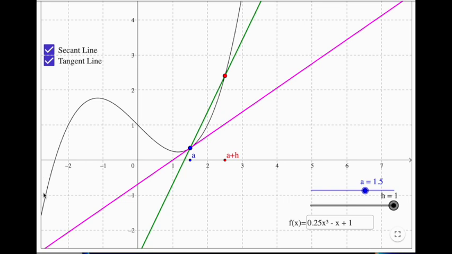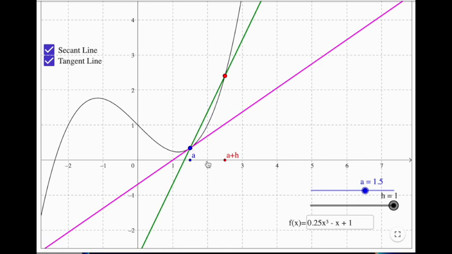So in this example, we have a cubic that's colored black here. And then we have our green secant line. And I know that the secant line is this green one because it passes through 2 points on the curve. Then I have the tangent line that's in this pinkish purple color. And I know that that's the tangent line because it only passes through 1 point on the curve.